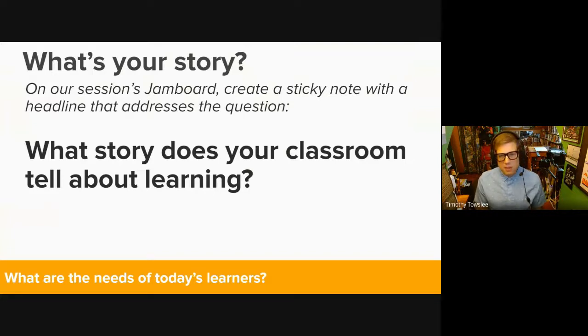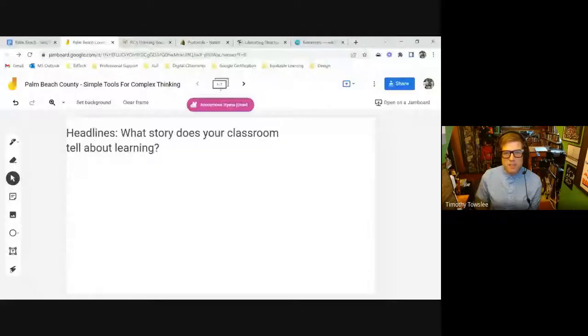I'm going to stop sharing here for a second, and I'm going to share our Jamboard. Just give me the headline of what learning looks like in your classrooms. Six to ten words shared with a sticky would be lovely.